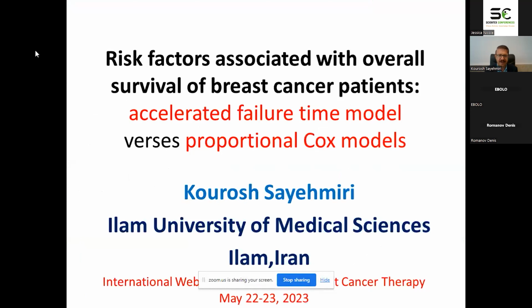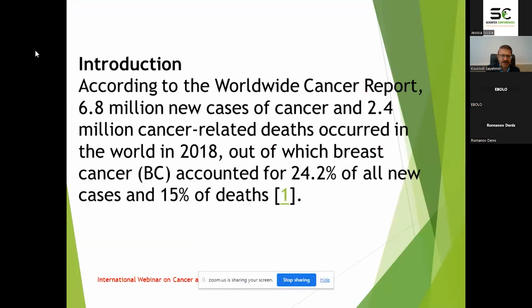In these topics, I compare several statistical models to analyze data, because I think choosing the best method for analysis of data is very important, because it can change the results. I try to pay attention to this importance, and I worked on data from Ilam Hospital, breast cancer.